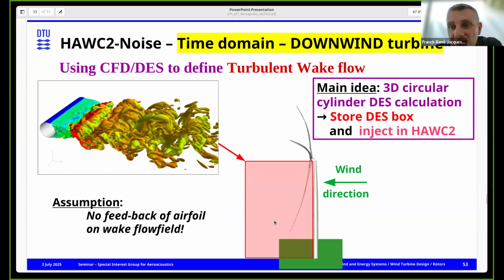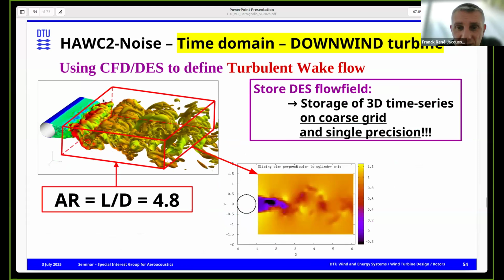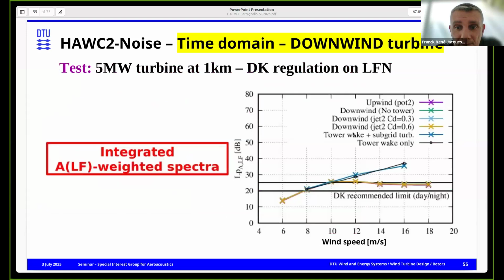So to do that, we inject that in the ARC2 simulation. So you just assume that there is no feedback of the airfoil on the wake, and basically the blade will cross this turbulent flow field. For the storage, we just use a coarse grid to limit the memory storage and single precision. That's the trick to make it affordable. And what you can see here is that on the bottom, you don't have this turbulence, but if you add this turbulence, so that's for different wind speeds, you can see that it will contribute significantly to the noise level for a downwind turbine.